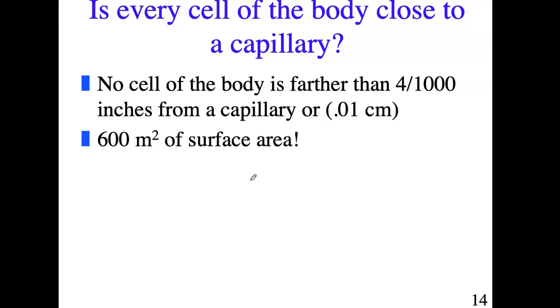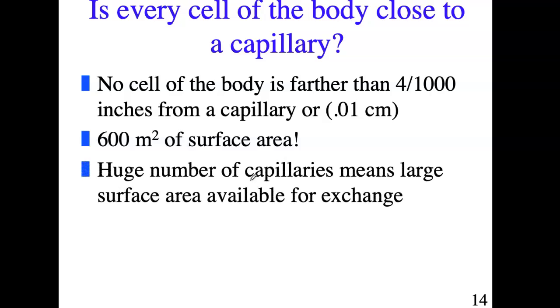It turns out that if you were to iron it all out, all the capillary beds in your body, it's about 600 square meters of surface area. Like, I think that's like a tennis court. And it's a huge surface area for exchange, and that's what you need. You need to be always serving those cells, so that surface area is amazing.